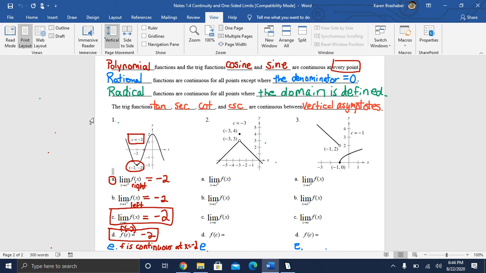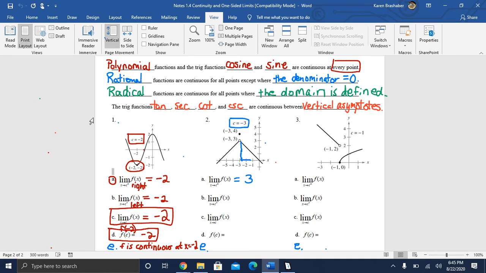Problem number 2 has our c value that we're interested in of -3. And so we will look at the limit as x approaches -3 from the right. So this top one is from the right, part A. As we approach our x of -3 from the right, what y value is being achieved? Well, actually, the y value that we're getting is 3.